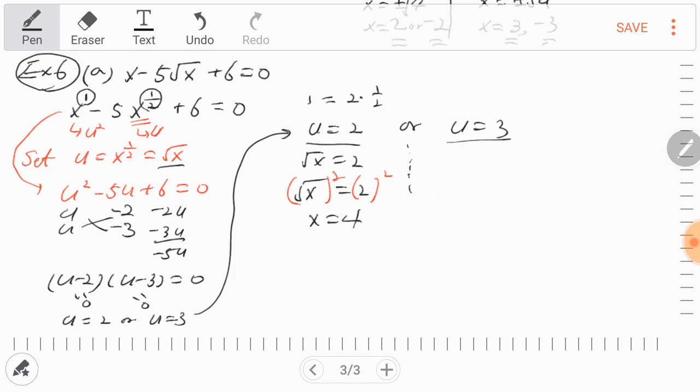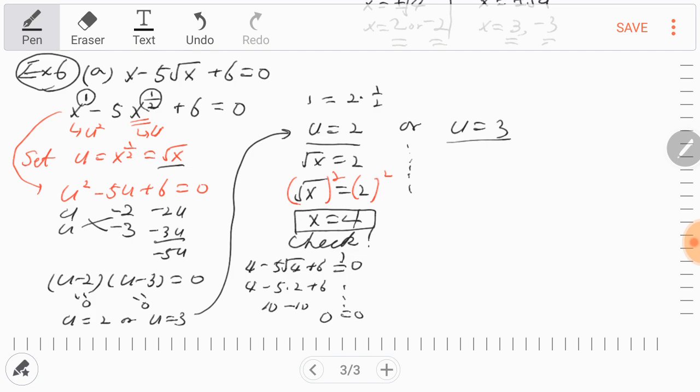When we square each side, we always have to check the solution. If x equals 4, will that be true? 4 minus 5 square root of 4 plus 6 is equal to 0. Then 4 minus 5 times 2 plus 6, then 10 minus 10 is equal to 0. So 0 is equal to 0. Yes, this is okay. So 4 is a solution.